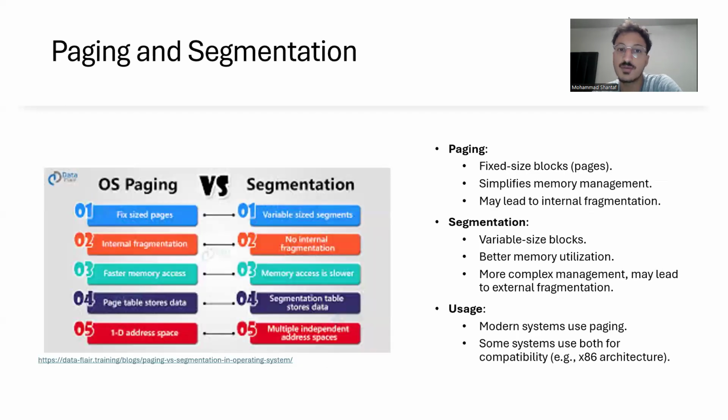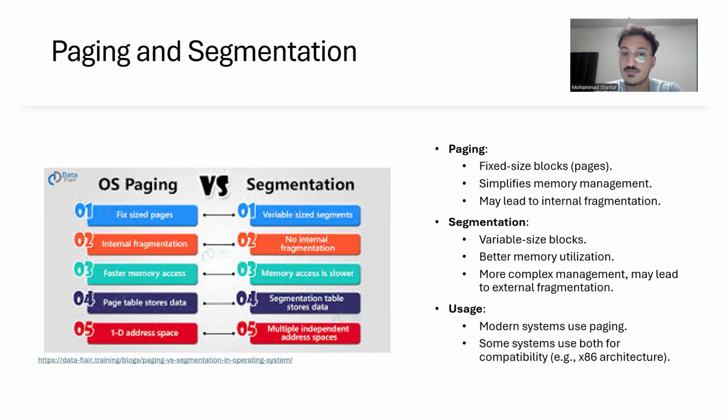Next, we'll talk about paging and segmentation. What's the difference between them? Paging uses fixed-size blocks, called pages, and it simplifies memory management, but may lead to internal fragmentation. Segmentation, however, uses variable-size blocks, not fixed-size. They're better at memory utilization, more complex to manage, and may lead to external fragmentation.